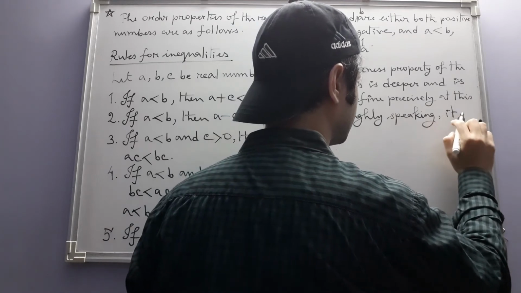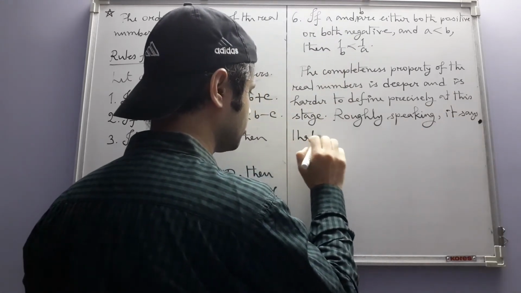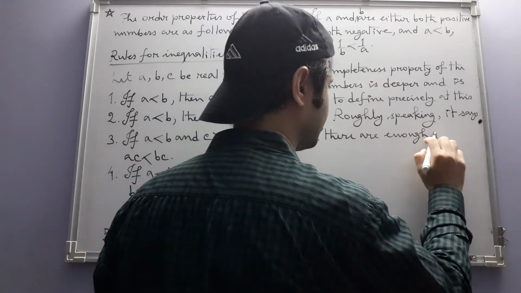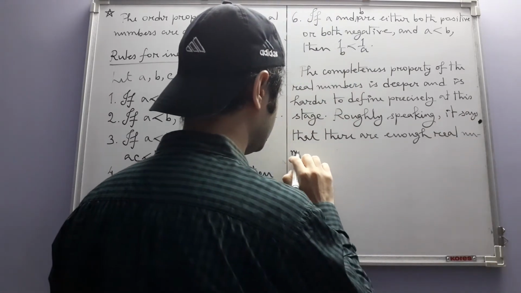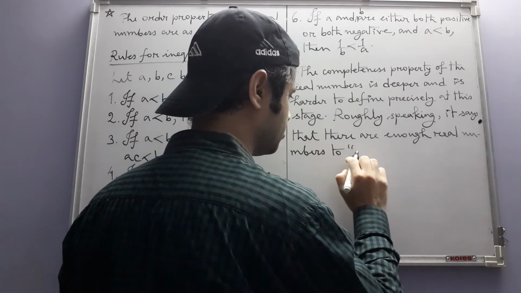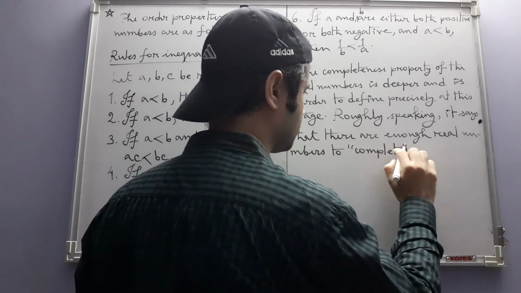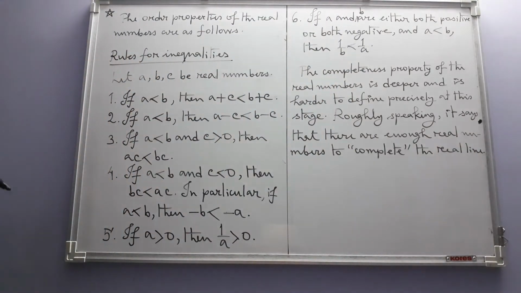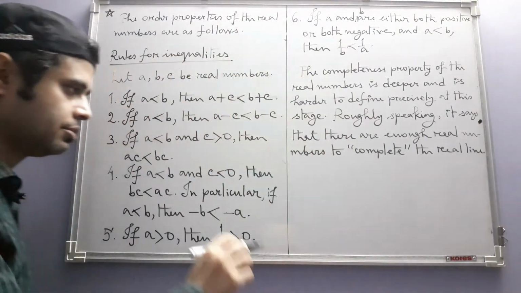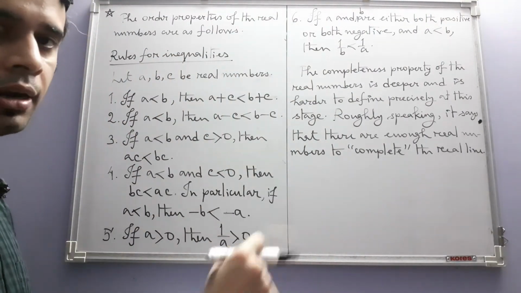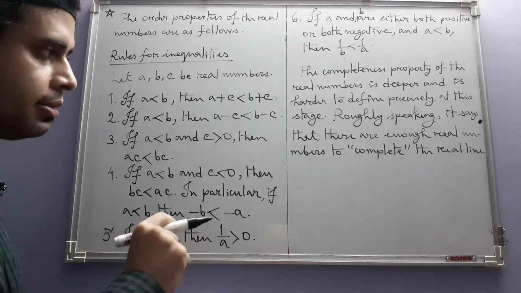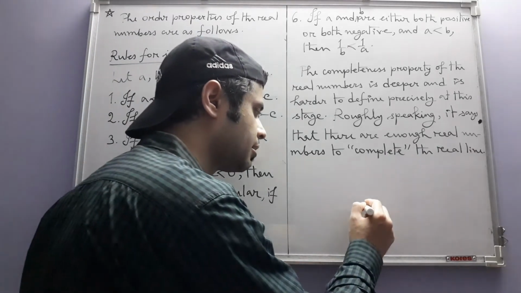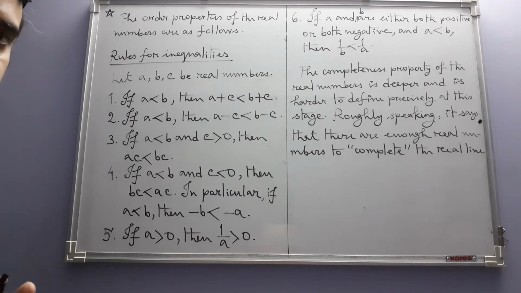Roughly speaking, it says that there are enough real numbers to complete the real line. In other words, it says that the line that we draw while talking about real numbers, and we call it the real line, there are enough real numbers so that every point on the line can be identified with a real number. You will never encounter a point on the line which does not correspond to any real number. You will never encounter that.